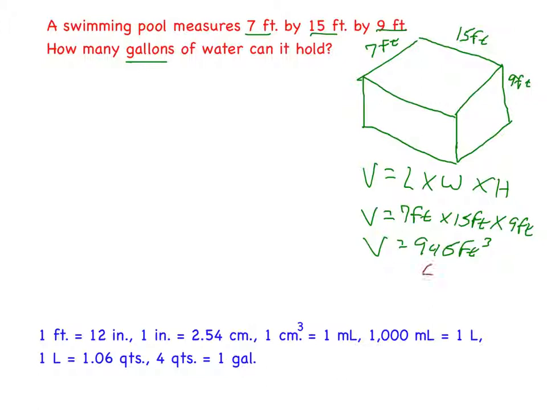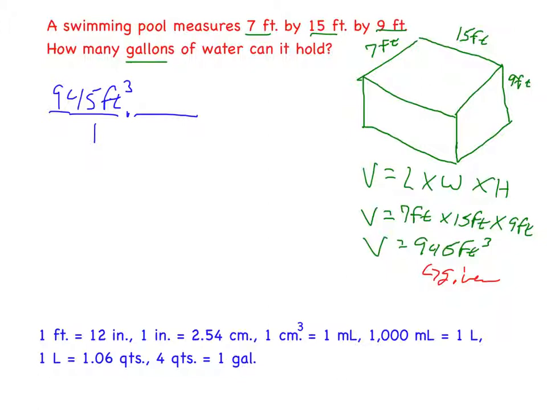Okay? So that's actually going to be our given. Alright? This is going to be the thing that we put over 1. So let's go ahead and do that. 945 feet cubed over 1. Alright, and we're going to put our little dot and another bar. And the thing that we're trying to get to is gallons. Alright, we're trying to get to gallons.